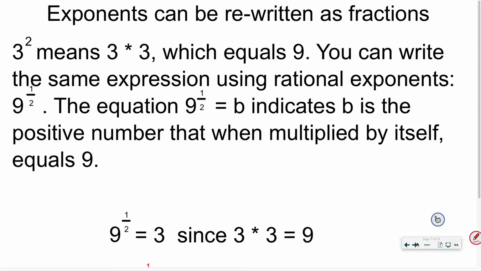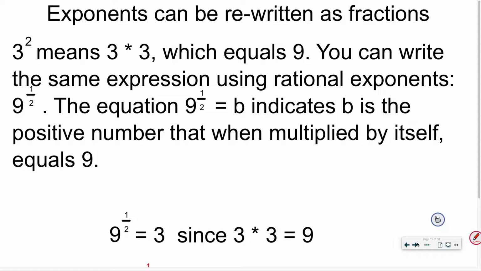Now, this would be the algebra extension. Exponents can be rewritten as fractions. You've seen some of these in the textbook. Last week, you did a few of the problems in the textbook with properties of exponents, and they had fractions in the exponents. So 3 squared is 3 times 3, which we know equals 9.